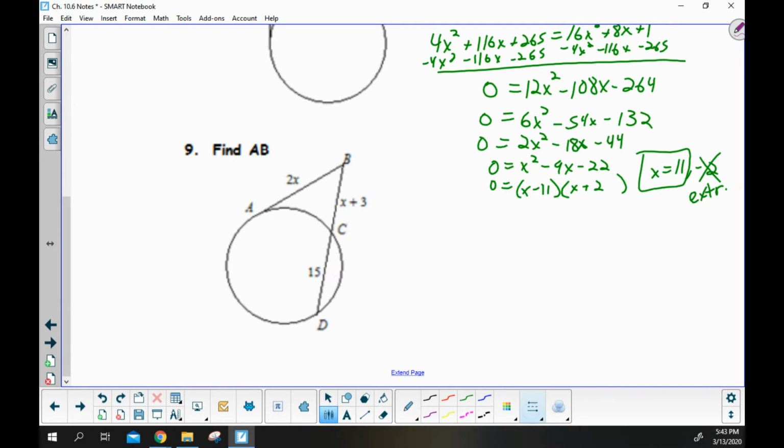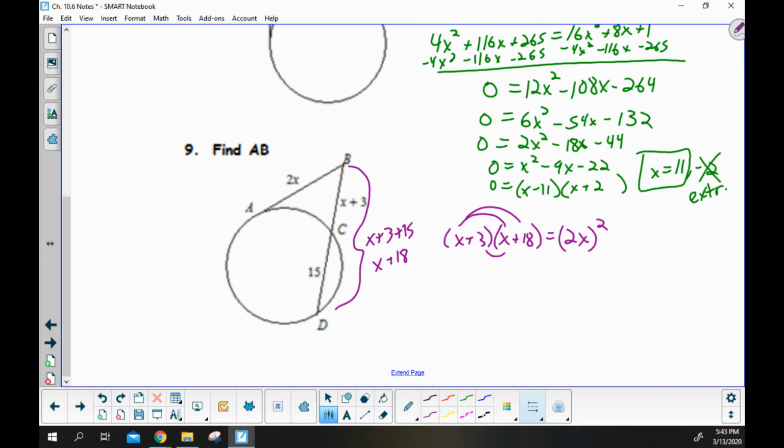And the last one, here we go. AB. So same thing. Tangent's 2x. My secant is x plus 3 and 15. We need the whole thing here. So x plus 3 plus 15, which is x plus 18. All right, so starting with my secant, x plus 3 times x plus 18 equals 2x squared.